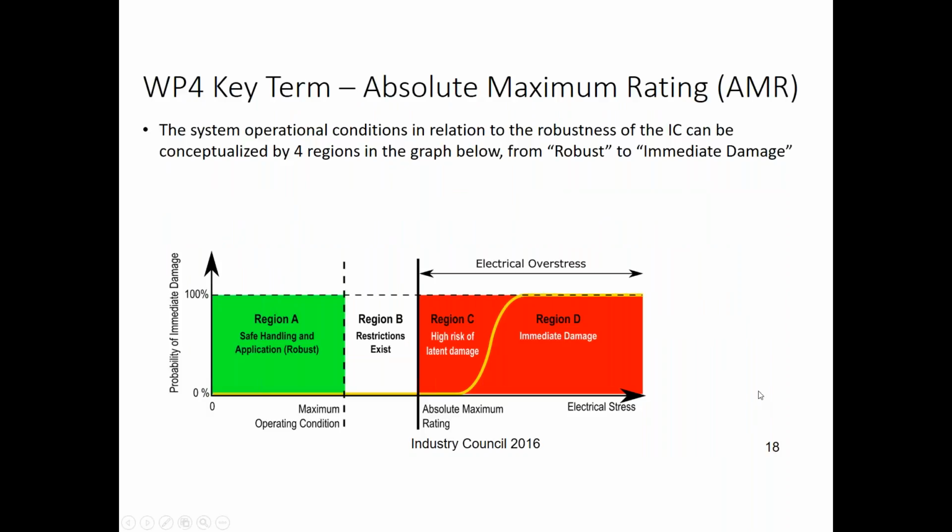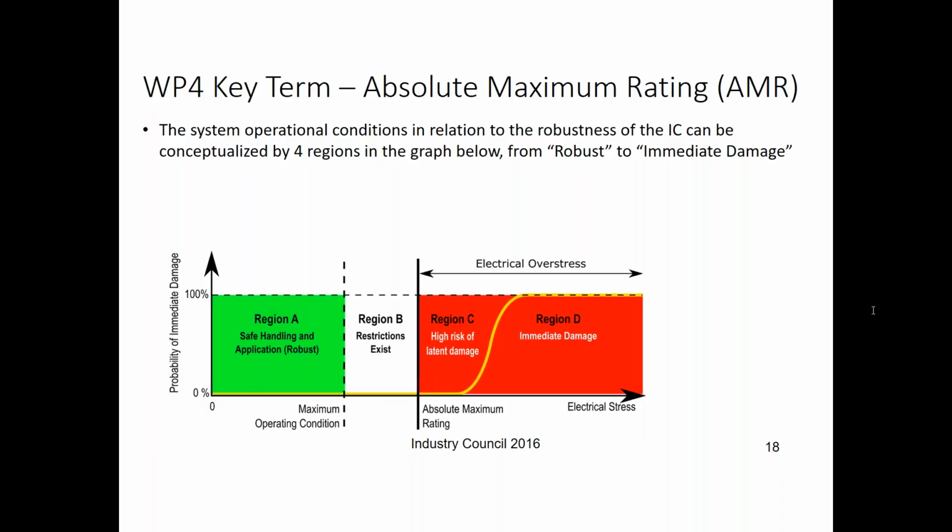So here we're actually beginning to get to that. The response of a device to some stress is indicated here. On the x-axis we have increasing stress, and on the y-axis we have the probability of damage. Region A is the safe handling application, where we have basically a robust situation. We know the device is going to operate correctly according to the supplier's understanding of it. The upper stress limit of that region is the maximum operating condition. Outside that operating condition, the device may not function the way it's supposed to. It may not meet its other data sheet parameters if you exceed that operating condition.